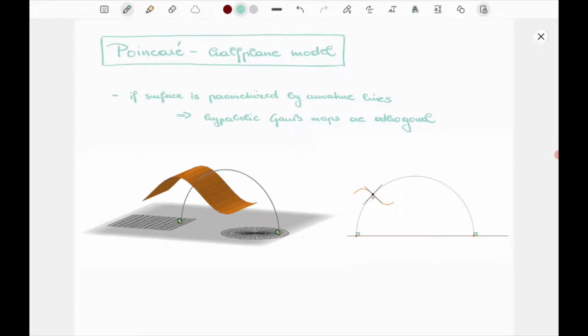Most of the time, the surfaces in the talk will be parameterized by curvature lines. So this means they are orthogonal and conjugate. And if such a surface is parameterized by curvature lines, then our two hyperbolic Gauss maps are also orthogonal.